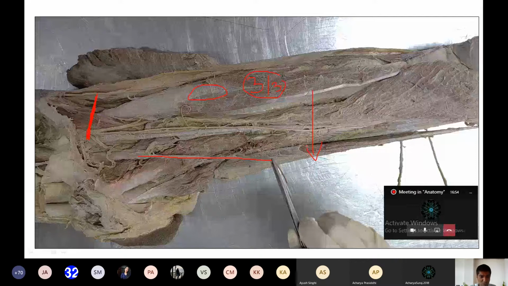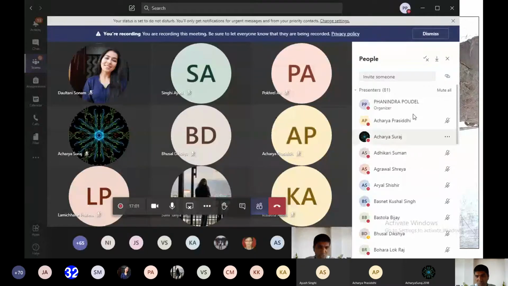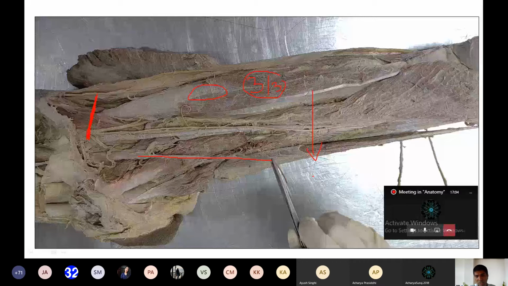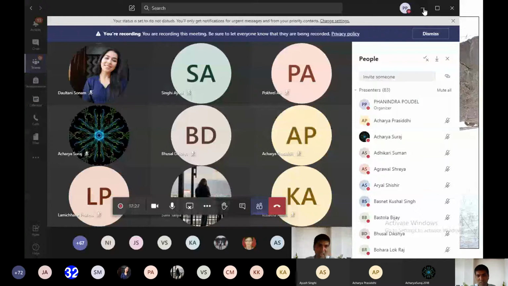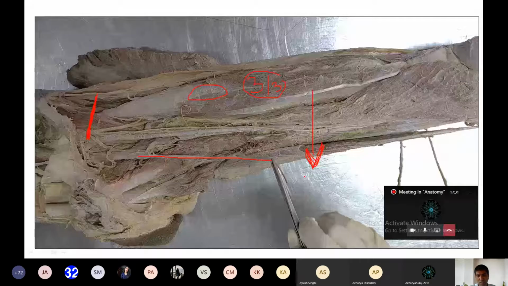See, this one is on which side? Can you tell? Some of you can tell. Now, Suman Adhikari, which side is this structure, towards the arrow? Medial side or lateral side? Suman, are you there? He's just giving the attendance. This is not good, Suman. Now Shreya, are you there? Yes, sir. So which side is this? Can you tell? Right side or left side?